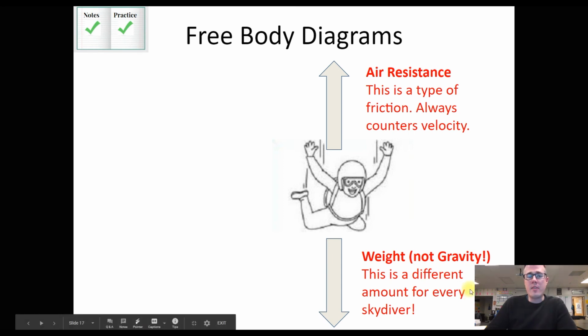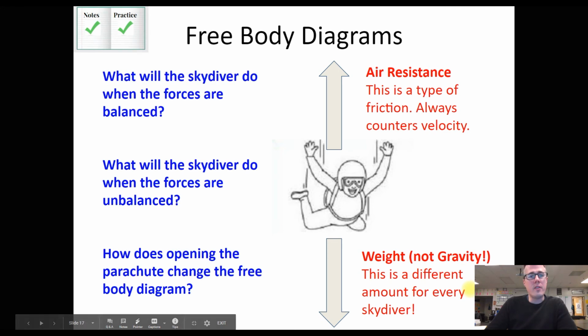Then over on your practice side, I need you to answer these three questions as kind of review. So the first one, what will the skydiver do when the forces are balanced? What will the skydiver do when the forces are unbalanced? And how does opening the parachute change this diagram? Pause the video and answer those three questions. Ready, go. Let's quickly review.